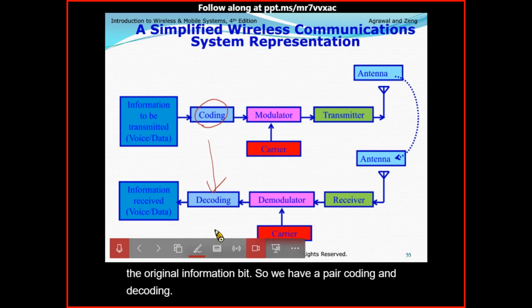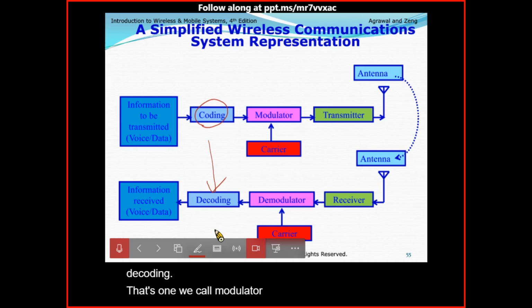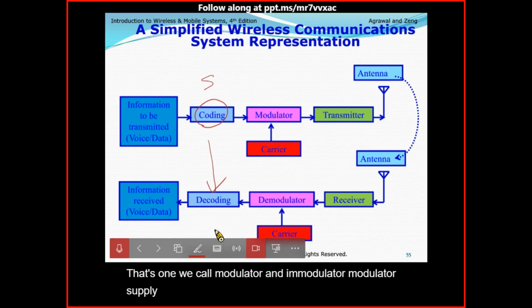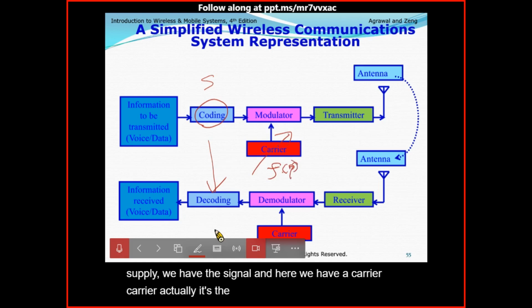Next one, we call modulator and demodulator. For the modulator, we have the signal, and here we have a carrier. The carrier is on some frequency bands. So we will have a carrier.